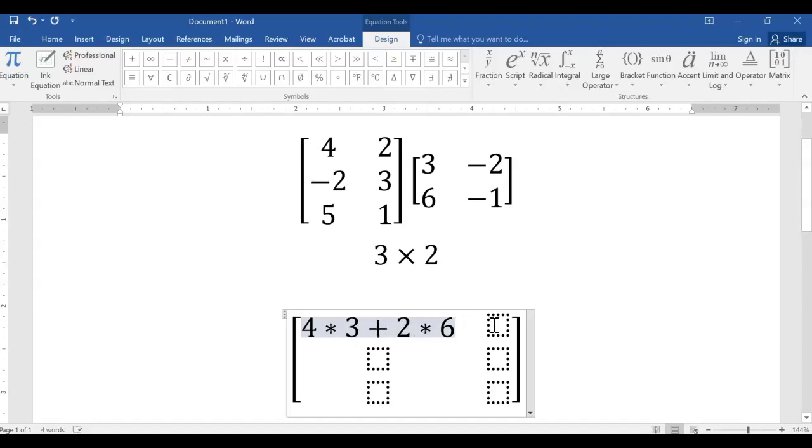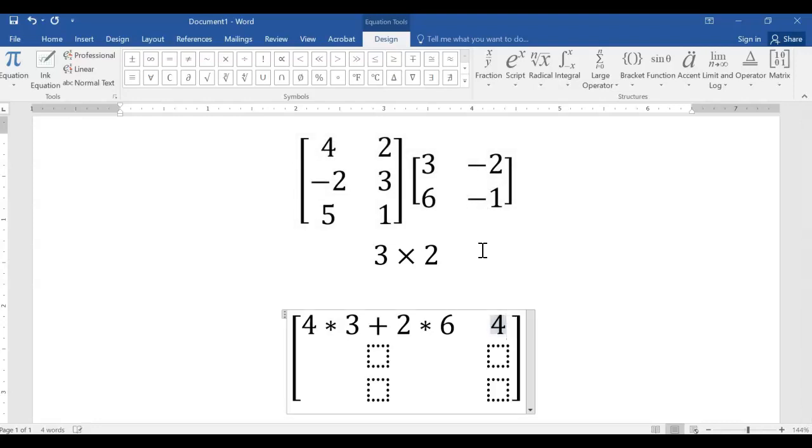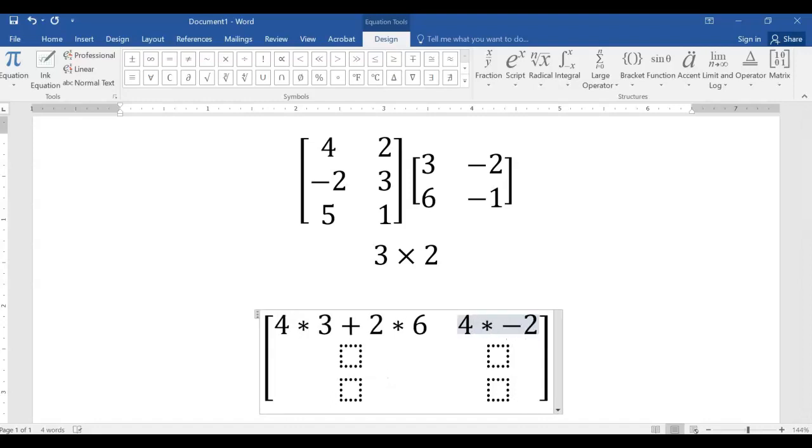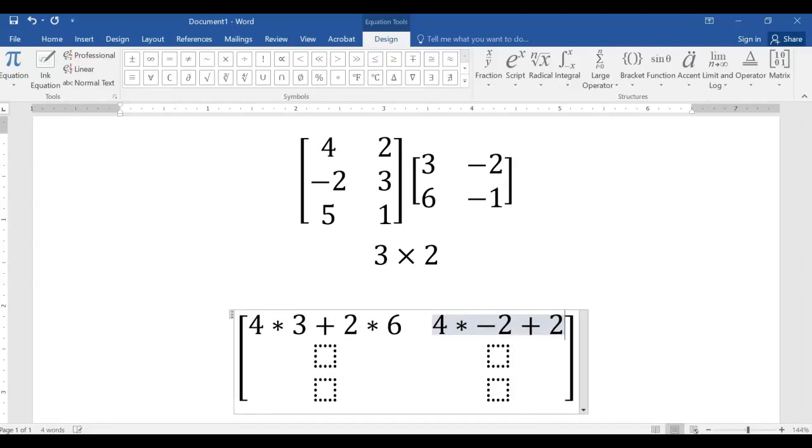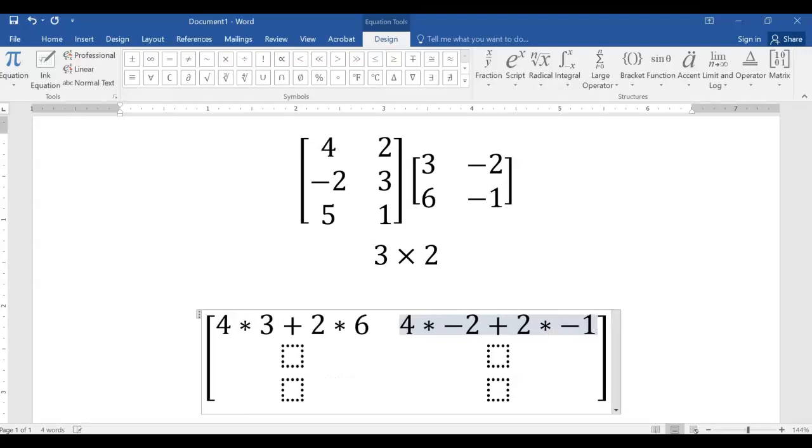It doesn't matter if you want to go to the right and do the next entry, or if you want to go down and do the next entry. In this case, all six entries have to be obtained at some point. So let's go to the right in this case. Row 1 multiplied times column 2: 4 times negative 2 plus 2 times negative 1.